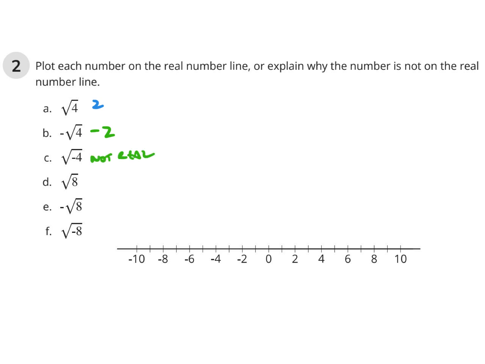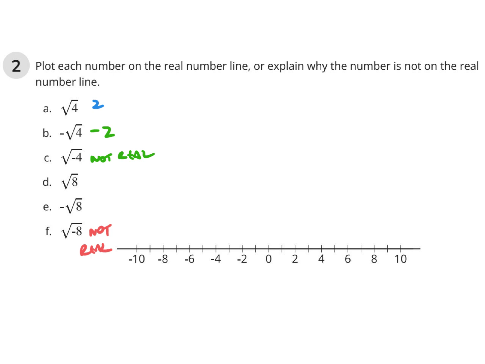The square root of 8 is an irrational number. It is real, but it's irrational. The opposite of the square root of 8 is real, but it's irrational. And finally, this is not real.